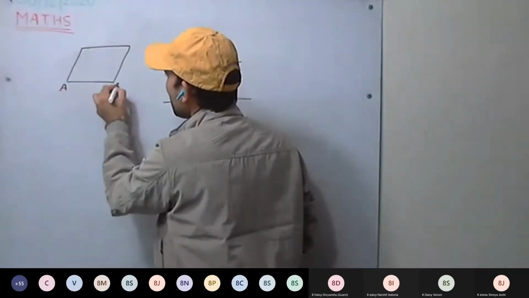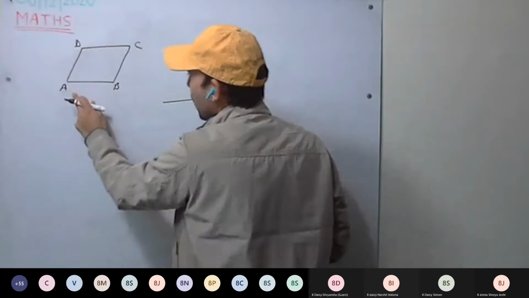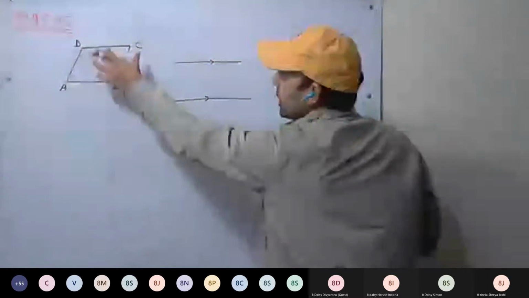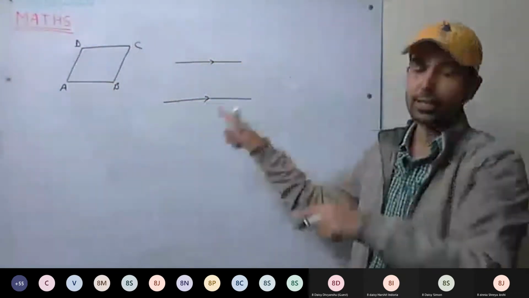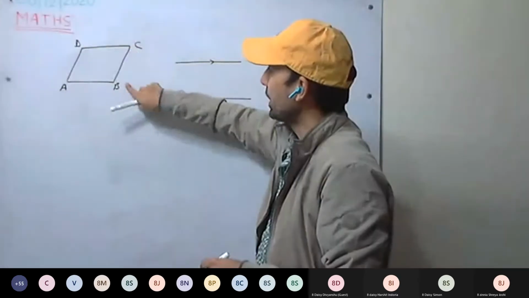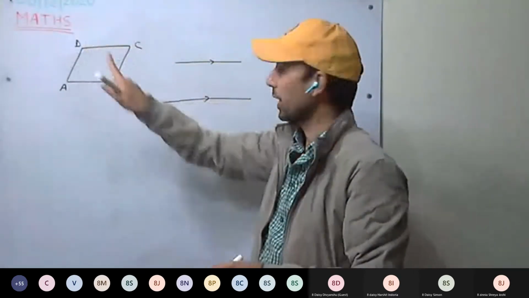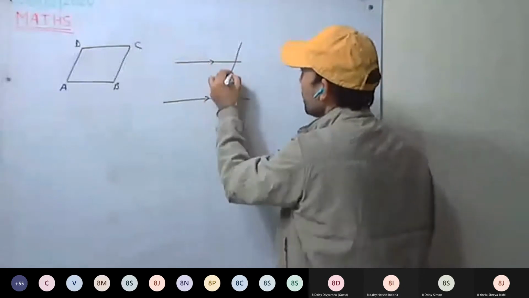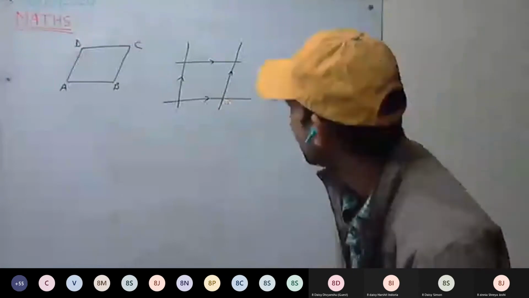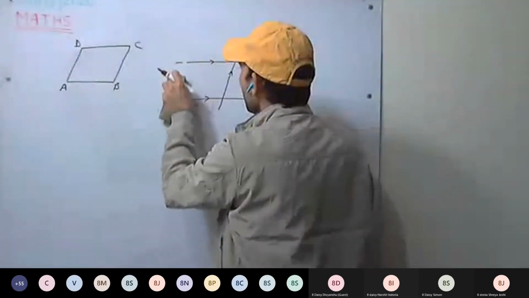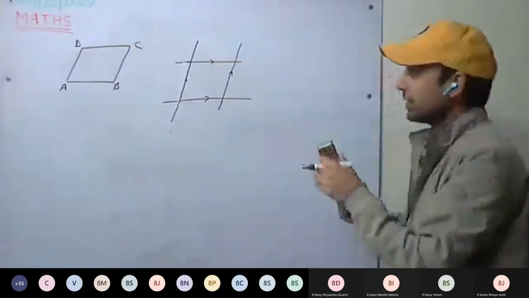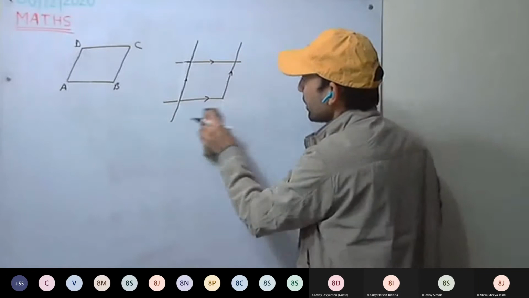If I write it like this, A, B, C, D. Now I make AB parallel to CD. This means the remaining two lines are parallel as well. So opposite sides are parallel. Opposite means AB and DC are parallel, BC and AD are parallel. Something like this figure you will be getting. Okay, 1 minute. You'll be getting a figure like this if I remove the extra lines.